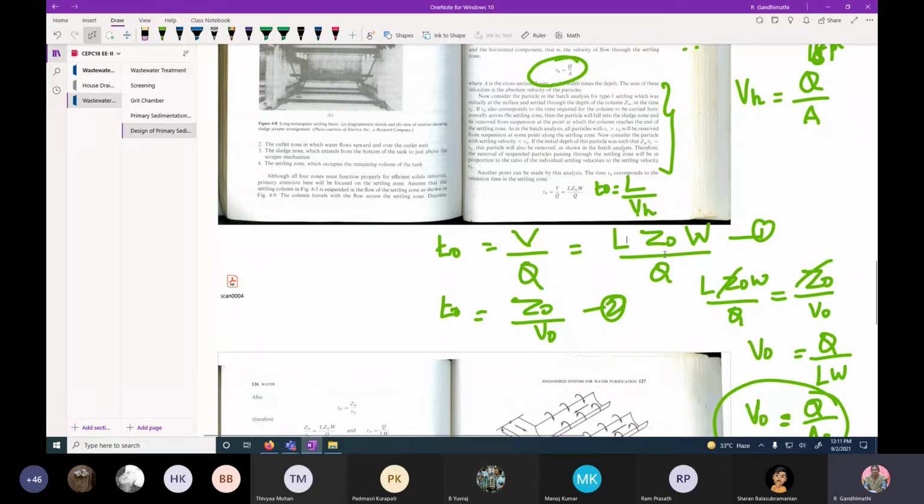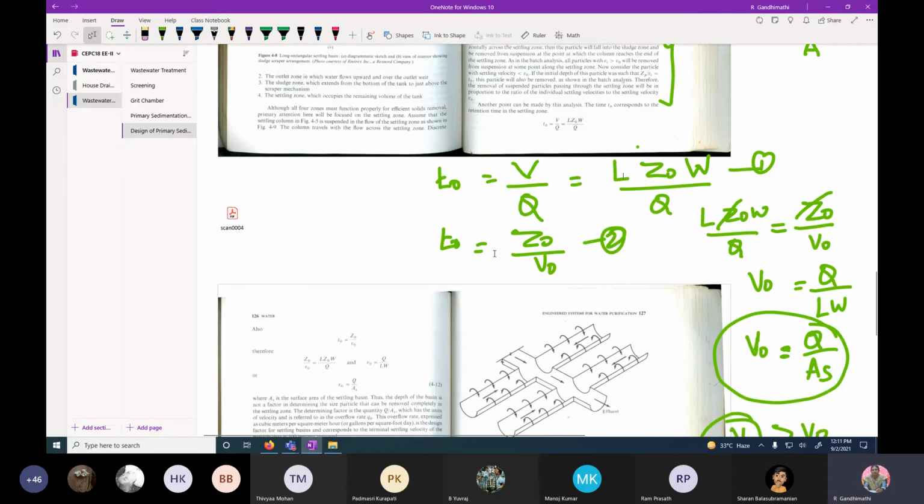Okay, this is one way you can write. Anyway, don't confuse too much. Next, I have explained about the detention time and the time of fall. For the particle to reach the settling zone, the time of fall should be equal to the time of travel.